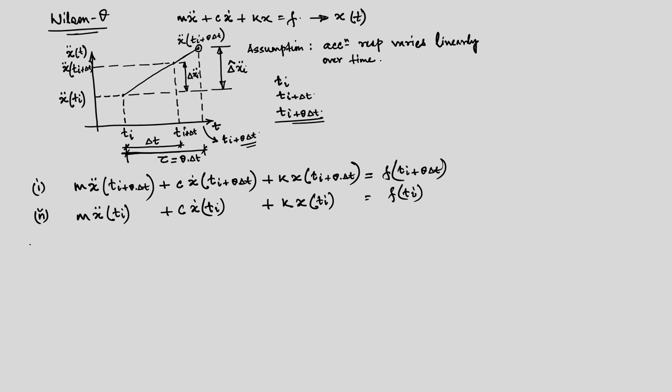Now, if we find out 1 minus 2, then what will happen? Obviously, m will have delta x i double dot hat. Just note, as per our definition, we have considered two time points i plus theta delta t and i. So, that is the equation plus c times delta x i dot hat plus k times delta x i hat is equal to delta f i hat.